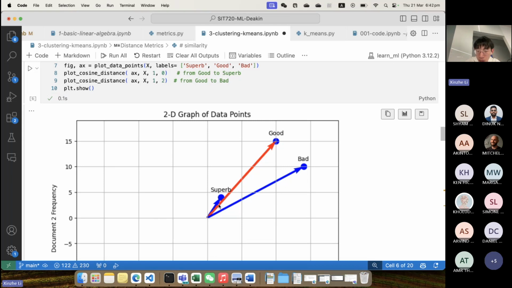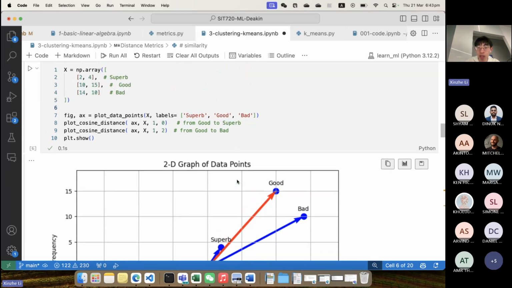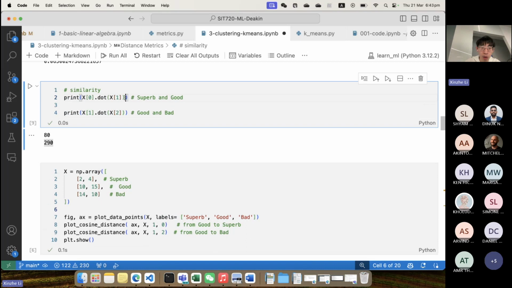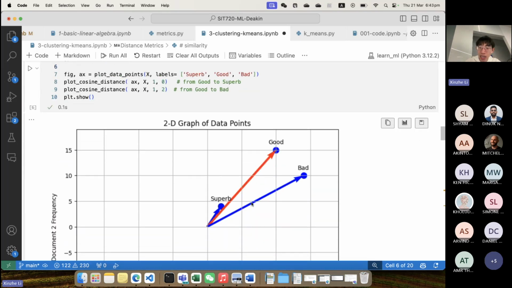So the first multiplier is the same, this length, right? But the second multiplier for bad is this length. For super it is this small length. So intuitively, the similarity between super and good is always smaller than bad and good. So it's not what we want. So why is that the case? It's because of magnitude. Again, the magnitude is a problem.